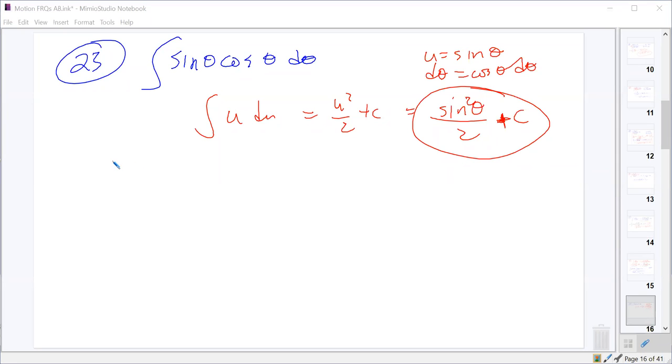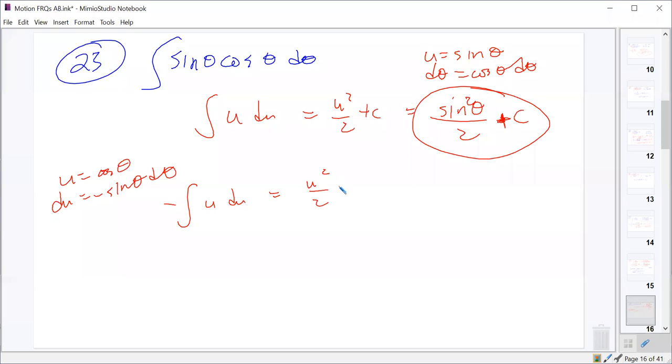All right, next thing I might do if I was trying to do this problem would be to let u equal cosine theta. And then du would be negative sine theta d theta. So I have to put a negative inside and a negative outside, but I'd be looking at the opposite of the integral of u du, which would be u squared over 2 plus a constant with a negative in front, which would be negative cosine squared theta over 2 plus a constant, which looks similar to one of the answer choices, but it's got a negative in it, right? So that one is also not the correct answer choice.